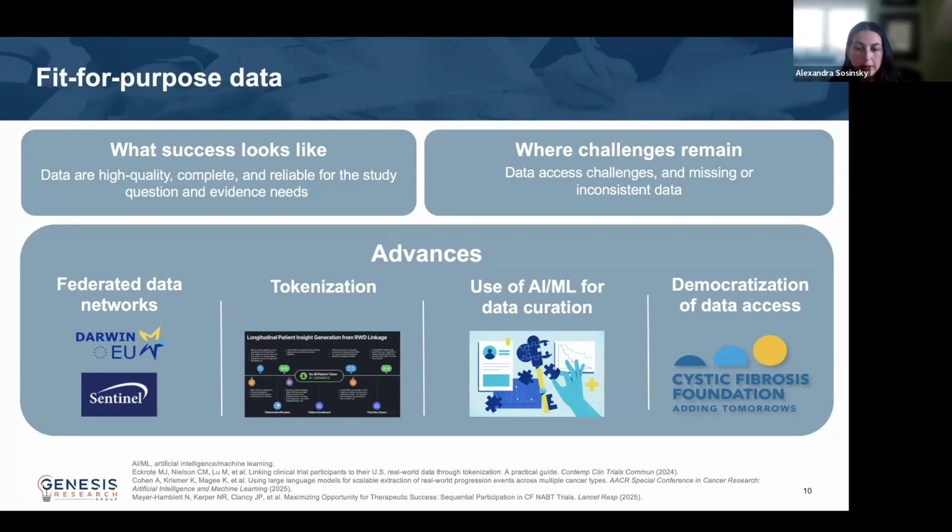The use of AI and machine learning tools are now being harnessed to curate data at scale by extracting large volumes of complex outcomes, such as cancer progression in this featured large language model example from the team at Flatiron Health. These capabilities are helping to expand beyond traditional data curation methods.